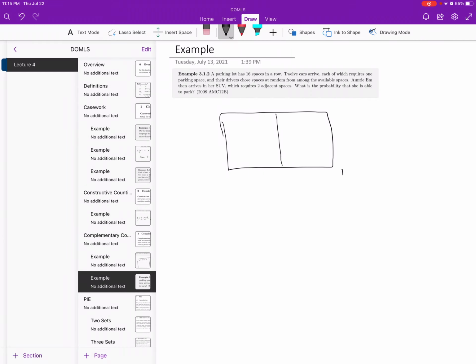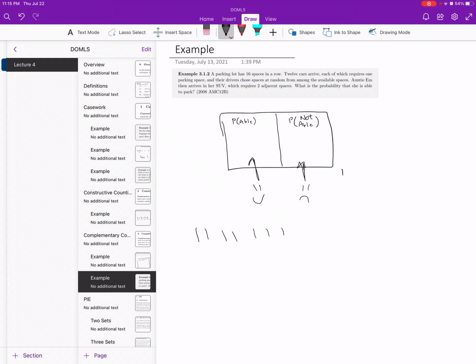Now, we want the probability that she's able to park. And the other one is the probability that she's not able. So this is what we don't want, and this is what we want. And everything is going to be 1. So let's try to get the part that we don't want, the probability that she isn't able to park. Well, in that case, we have 16 spots.